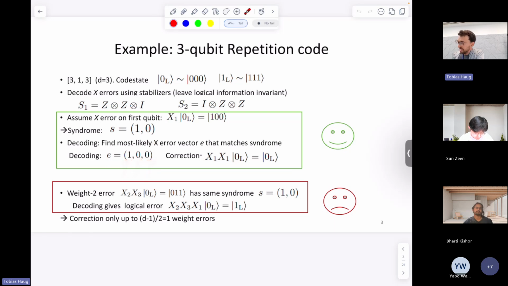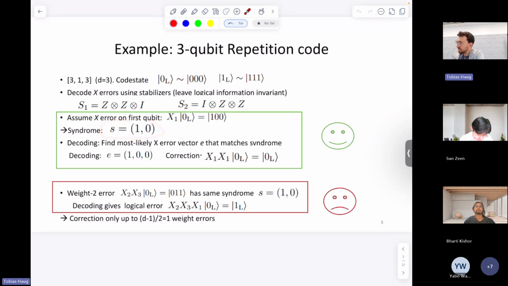And now to correct, you simply apply the inverse of the error, which is just applying the error again, which fixes you back to your code. Now, of course, the main crux of decoding is that the syndromes give only circumstantial information, but they're not unique. Given a syndrome, there are many possible errors that could have happened.